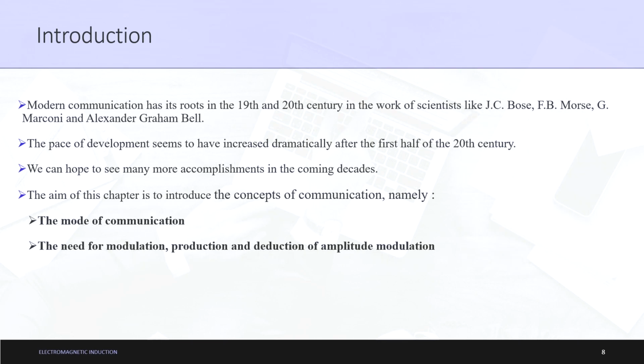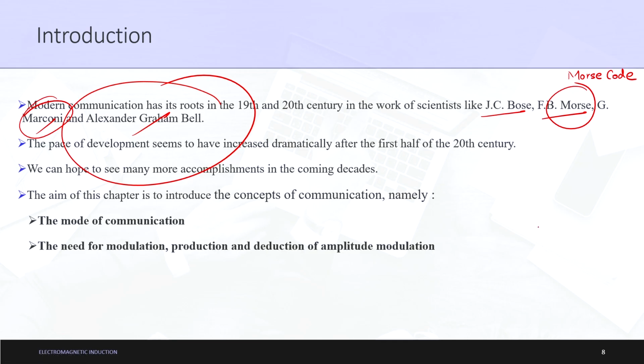Let us move on to our basic introduction again. Modern communication has its root in the 19th and 20th century; the forms of communication we are using at present were started in this era, in the work of scientists like J.C. Bose, F.B. Morse, G. Marconi and Alexander Graham Bell. J.C. Bose is the Indian scientist we talked about, for wireless telegraphy. F.B. Morse was related to Morse code, as I already told you. G. Marconi was also related to wireless telegraphy, and Alexander Graham Bell is the inventor of the telephone.